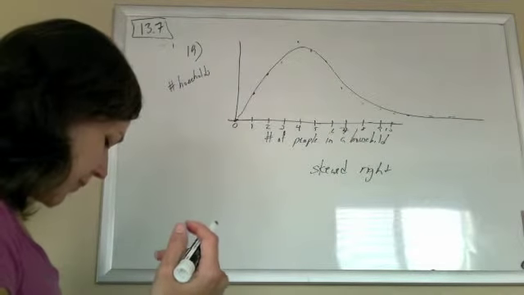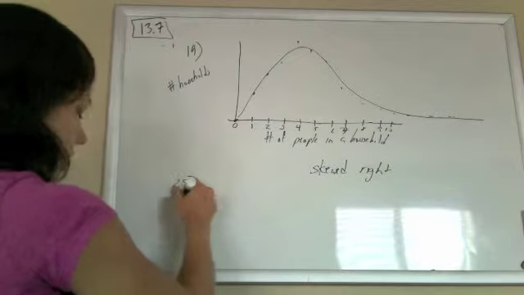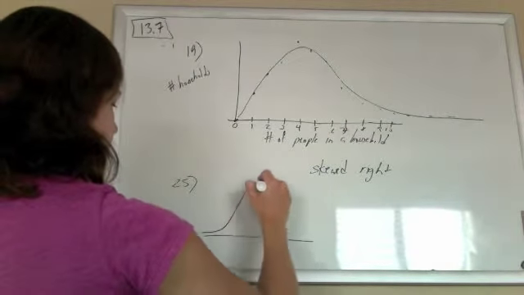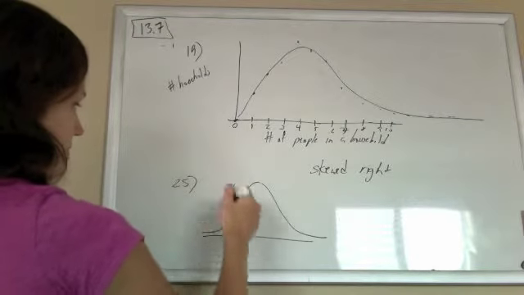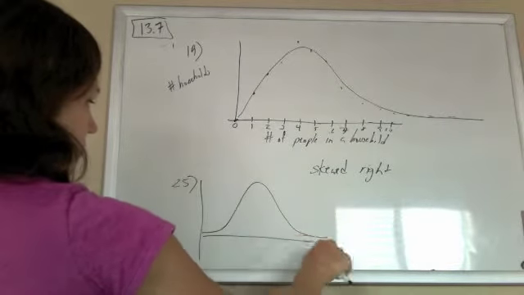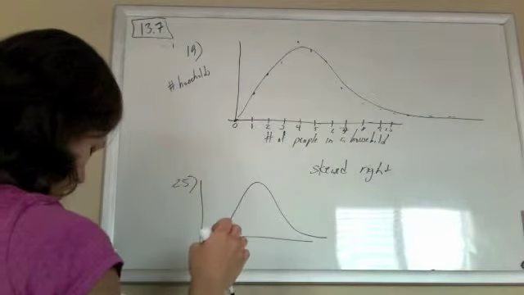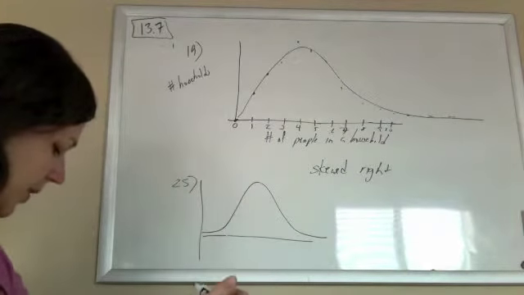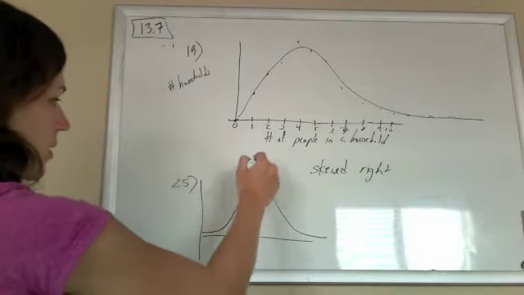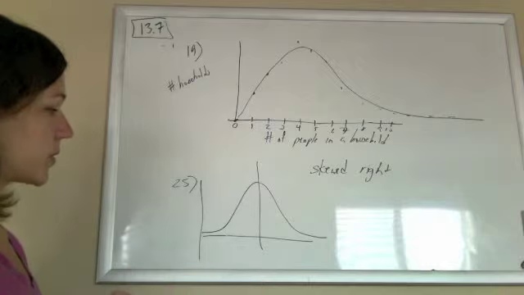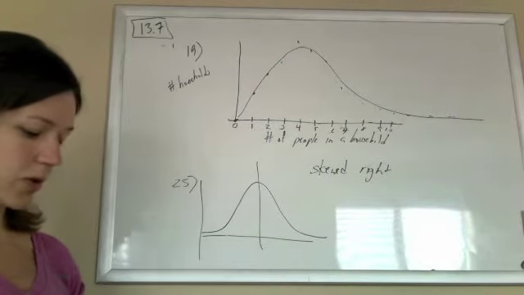And then for 25, they ask in a normal distribution, which is just nice and symmetric with tails on both sides, what is the relationship between the mean, the median, and the mode? The mean, the median, and the mode will all be the same, just right in the middle for a normal distribution. And those are our word problems.